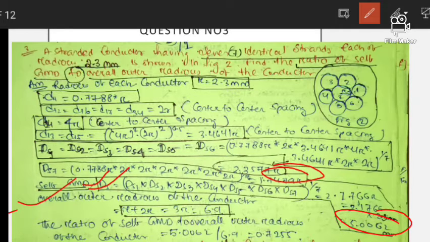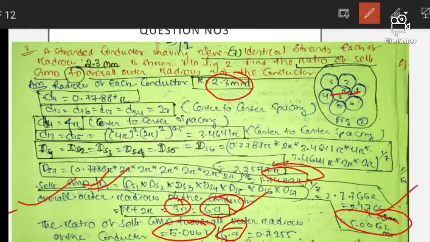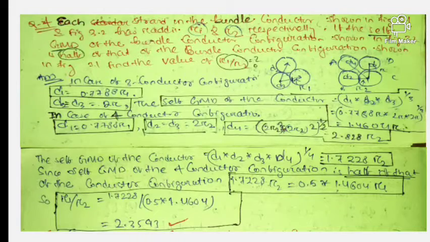So now overall the outer radius that is equal to r from here and 2r from here, so that is equal to 3r. After putting the value of r that is equal to 2.3 millimeter, then you will get 6.9. So the ratio of self GMD to the outer radius of the conductor, so self GMD is here 5.0062 to put here, and the outer radius that is equal to 6.9. After dividing this, then you will form 0.7255.